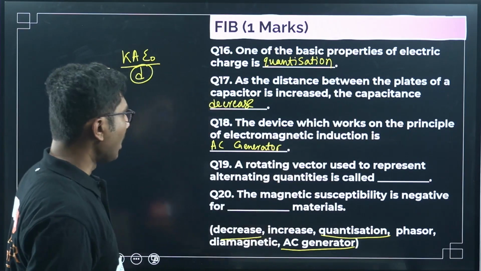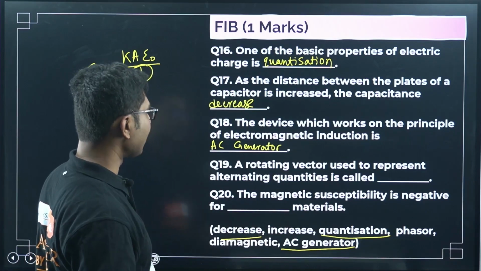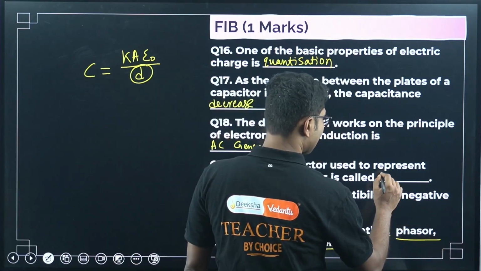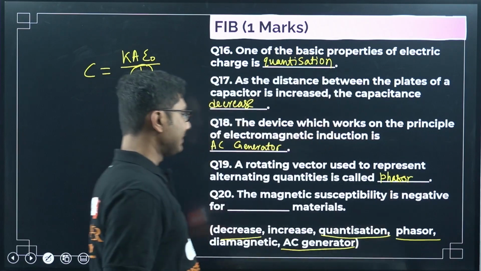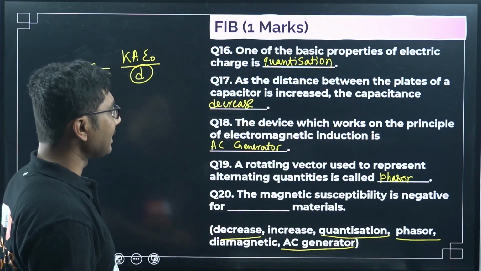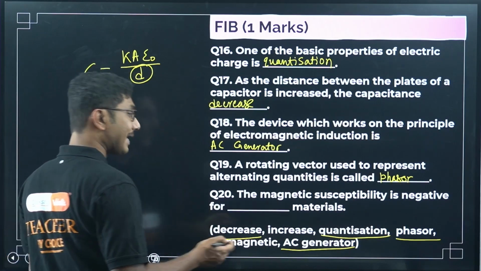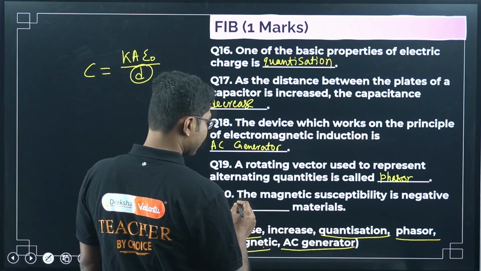Now, a rotating vector used to represent alternating quantities, any rotating vector, that is a phasor. Next, the magnetic susceptibility is negative for dash materials. What type of material has negative magnetic susceptibility? Only diamagnetic substance.